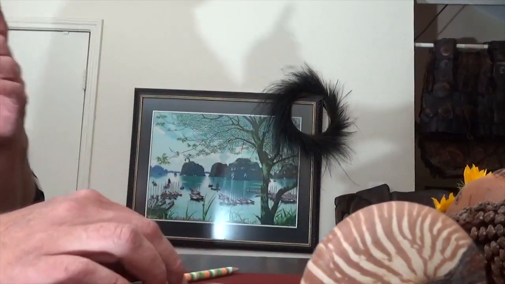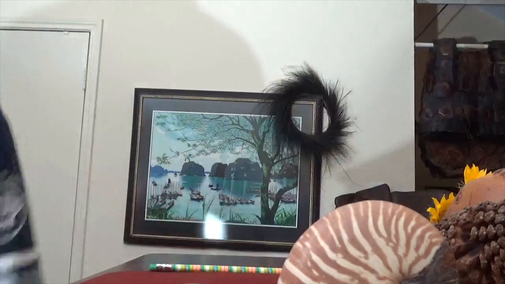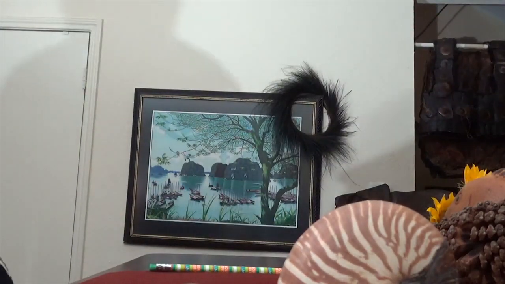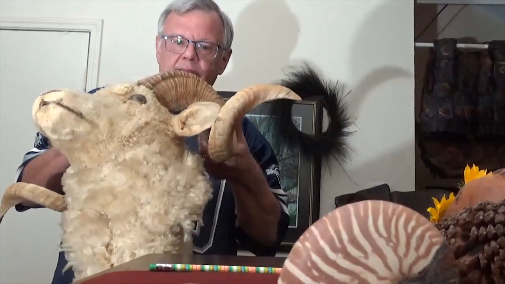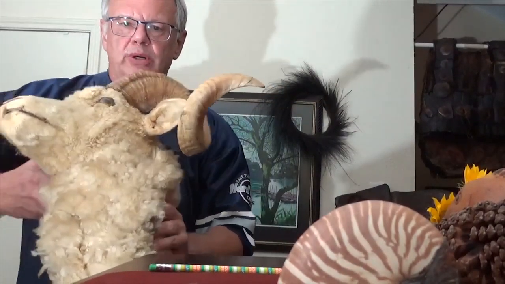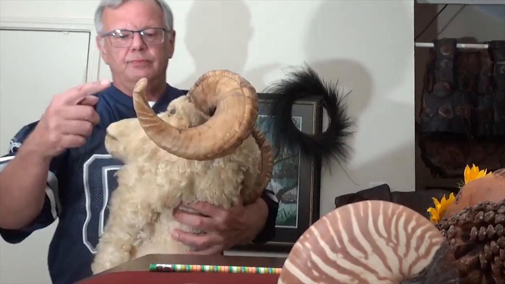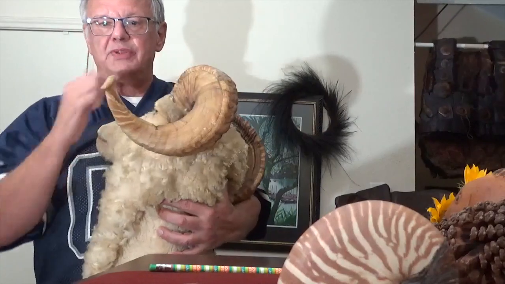In the animal kingdom, we have an example of a growth spiral. Ram's horns grow in the growth spiral.